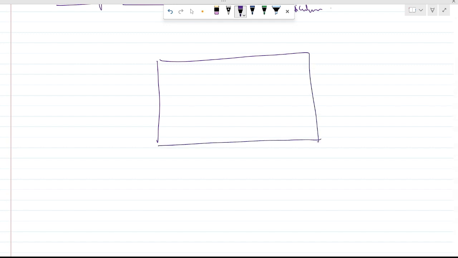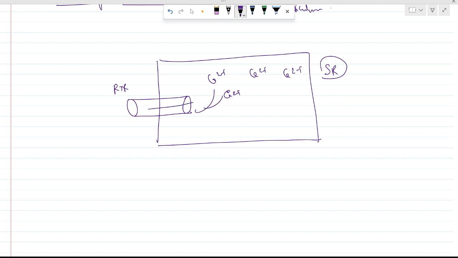How these steps occur, we'll see. Suppose this is a cell. Now we have our all important ryanodine receptor. This is our sarcoplasmic reticulum, the storage of calcium required for muscle contraction. Calcium moves out through this ryanodine receptor. Release of calcium is needed for contraction.